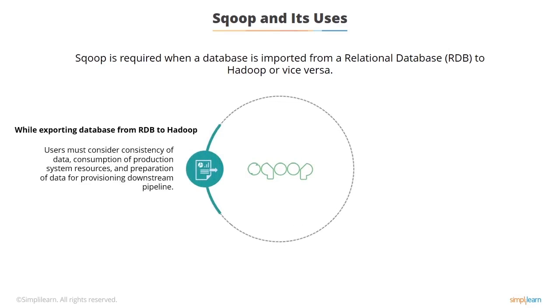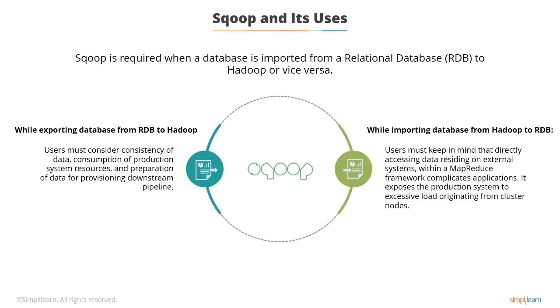While exporting databases from a relational database to Hadoop, users must consider consistency of data, consumption of production system resources, and preparation of data for provisioning downstream pipeline. While importing the database from Hadoop to a relational database, users must keep in mind that directly accessing data residing on external systems within a MapReduce framework complicates applications. It also exposes the production system to excessive loads originating from cluster nodes. Hence, Sqoop is required in both scenarios.